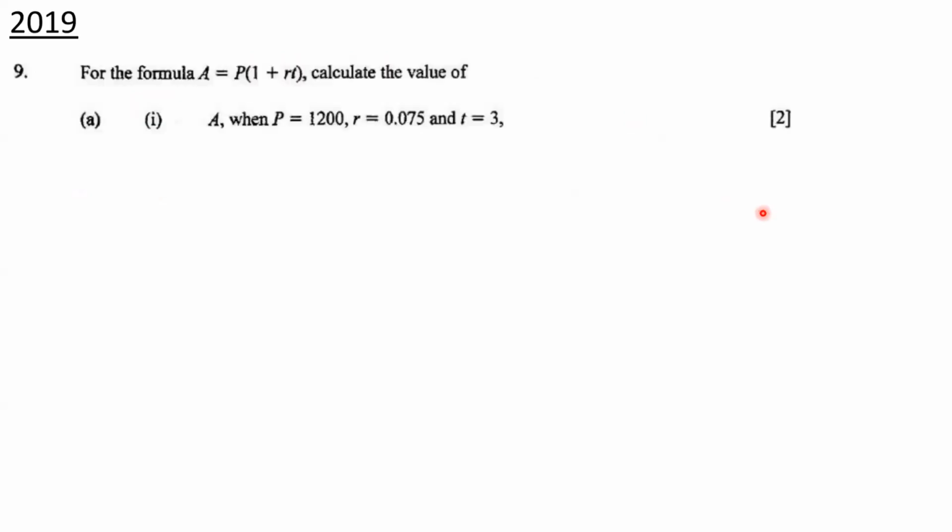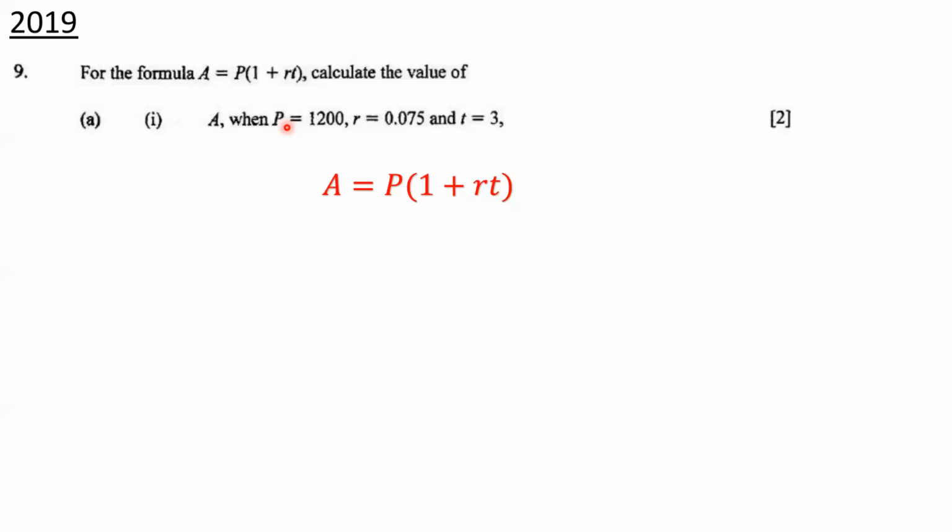Moving on to the next question, it says, for the formula A equals P, open bracket, 1 plus RT, calculate the value of A when P equals 1,200, R equals 0.075, and T equals 3. So here, this is a substitution problem. So wherever you see P, you're going to put 1,200. Wherever you see R, you're going to put 0.075. And wherever you see T, you're going to put 3. All right. So that's what you need to do. Replace or substitute these values.